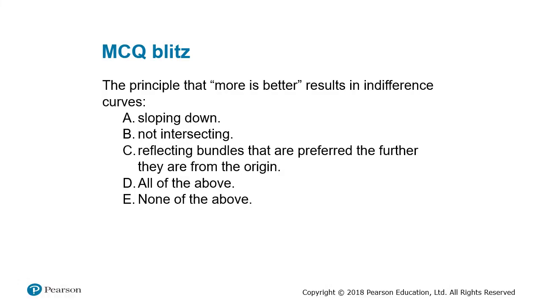To end off with, you can test your understanding and knowledge by trying this multiple choice question. The principle that more is better results in indifference curves: A, sloping down, B, not intersecting, C, reflecting bundles that are preferred the further they are from the origin, D, all of the above, or E, none of the above. You'd be right if you said that all of those are correct. All of the above options arise from the more is better assumption.